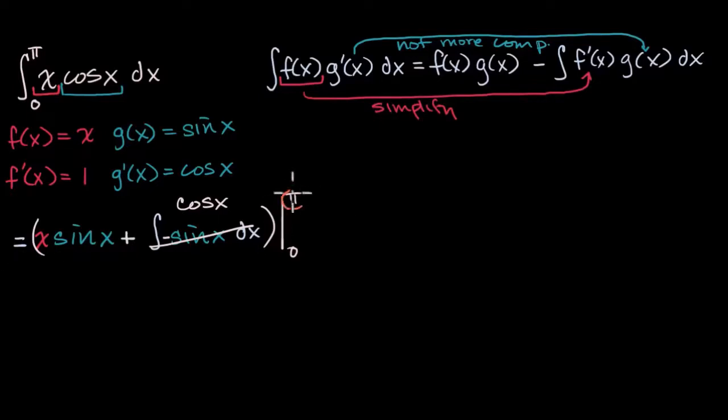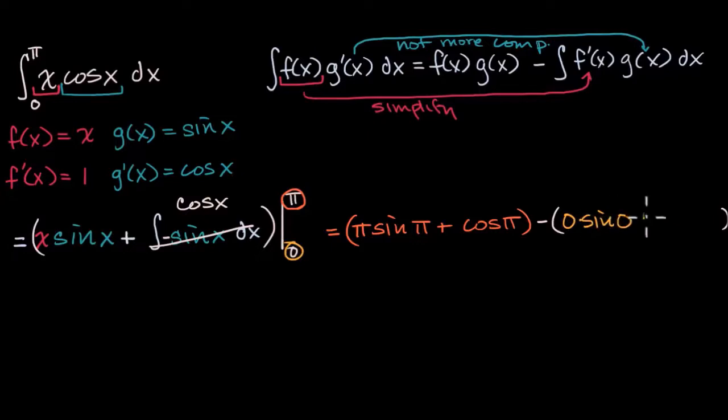So let's first evaluate this whole thing at pi. So this is going to be equal to pi sine of pi plus cosine of pi. And then from that, I'm going to subtract this whole thing evaluated at 0. So let me do 0 in a different color. At 0. So it's going to be 0 times sine of 0 plus cosine of 0. So let's see. Sine of pi is just 0. So this is just going to cancel out. Cosine of pi, that is negative 1. And then this is 0. And then cosine of 0, that is 1.